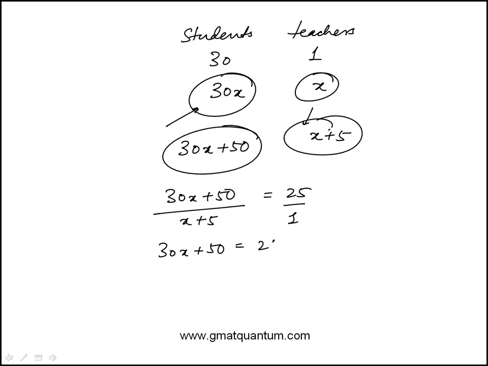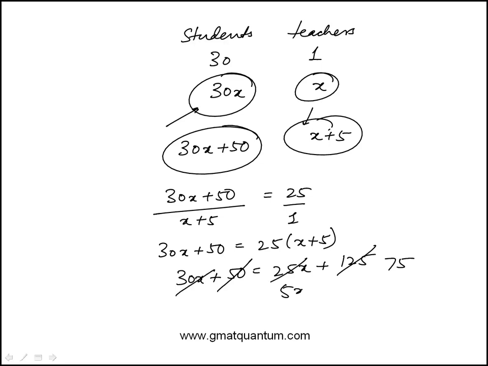Actually, this might be cleaner than the previous approach. The previous setup, you might need that in data sufficiency because the statements may not give you complete information, but in problem solving, this seems cleaner. So 25 times 5 is 125 again. Subtract that, and I have 5x, and I get x again is 15, which is really what we're looking for.